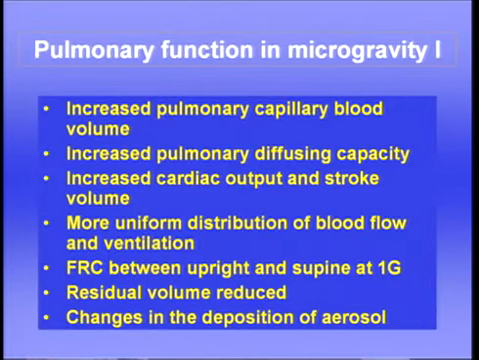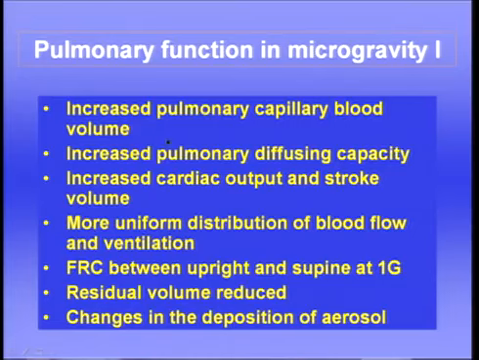Now, all sorts of measurements have been made in space, and it's not appropriate to talk about them all here, but I'll just summarize some of the most important findings. As I said, there's an increase in pulmonary capillary blood volume. Why is that? It's because under normal one-gravity conditions, blood tends to pool in the dependent parts of the body, the legs, as I'm standing here. Blood tends to pool there. When you go into microgravity, there's no pooling of blood caused by gravity. Blood tends to come back into the upper part of the body, and thoracic blood volume increases, pulmonary capillary blood volume increases.